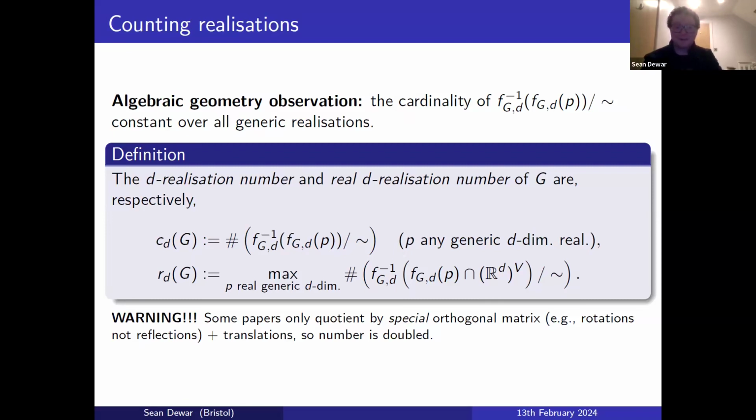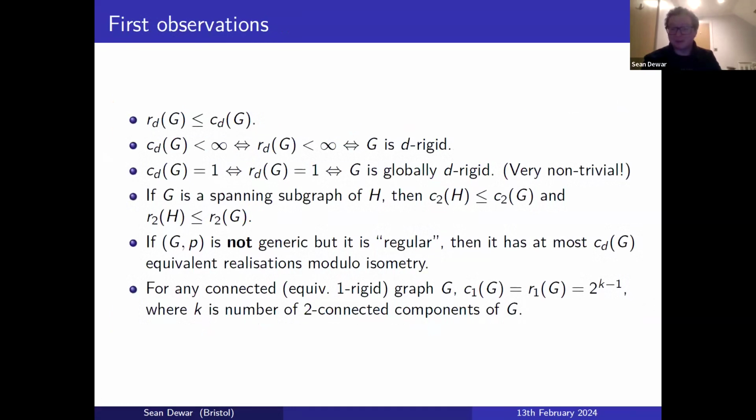Okay. So, first observations about these things. The real number is always less than or equal to the standard d-realization number. That's true for any graph, because you're just allowing for more realizations. The two numbers are finite if and only if the graph is d-rigid. So you're only going to have finitely many realizations if and only if the graph is d-rigid. You're only going to have one realization in the complex setting if and only if you only have one realization in the real setting if and only if your graph is globally d-rigid. That's a non-trivial result that, yet again, involves a lot of stuff about stress matrices. Some of these implications you can prove quite easily, but some of the others are not so easy to do.